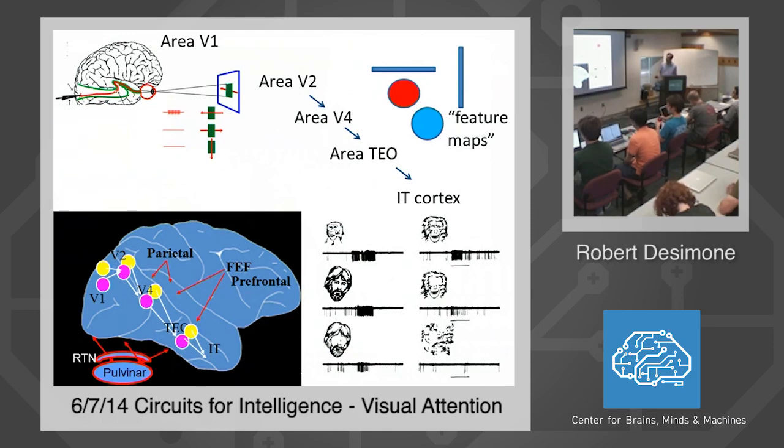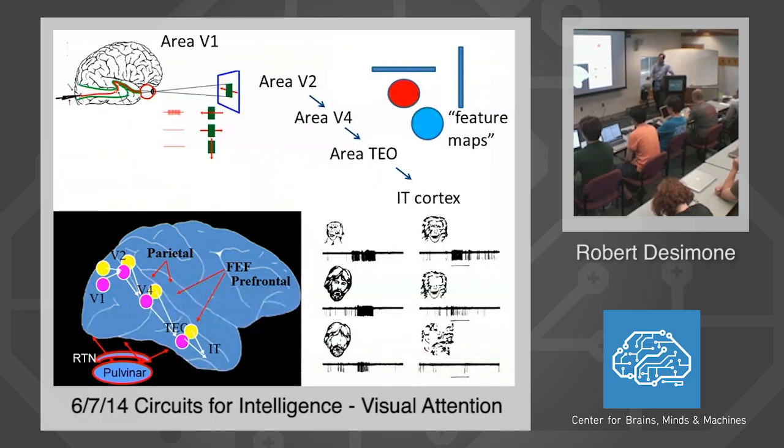Okay. So the two brain areas that are most talked about in terms of their feedback role in attention are the parietal cortex and the prefrontal cortex. There's a lot of interest in the thalamus as well, but we're going to focus on the cortex.